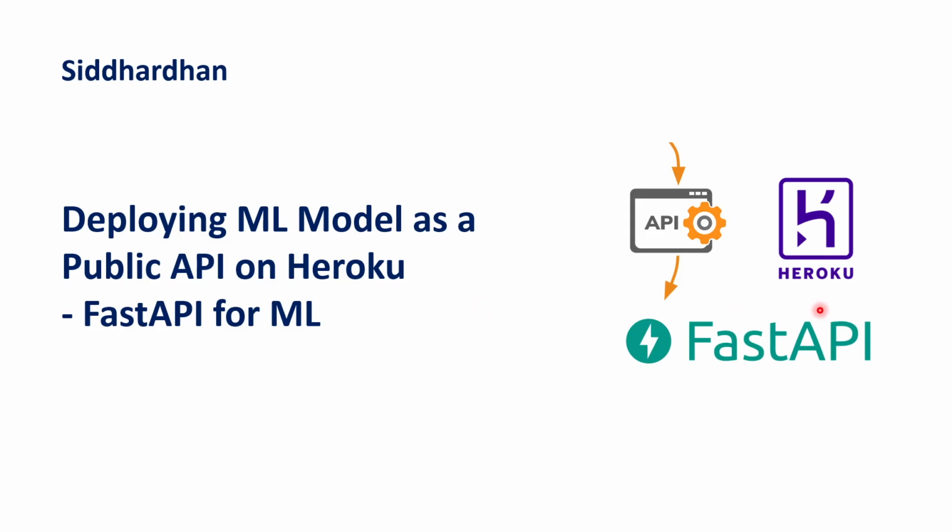This is what we are going to discuss in this video, where we already have this machine learning model ready, which is this diabetes prediction model. In the previous videos, we have seen how we can create these APIs using the FastAPI library in Python. So we are going to use the same code and deploy this API on Heroku, and that will be the agenda for today's session.